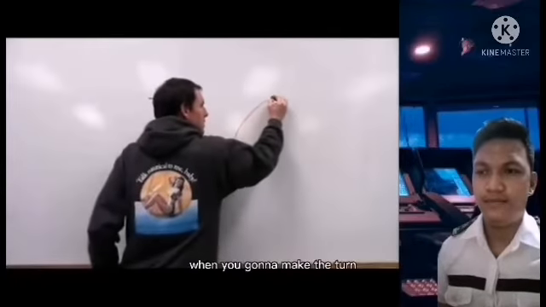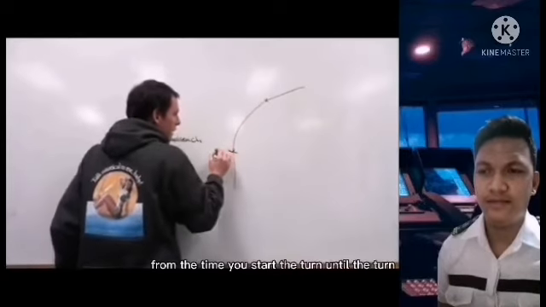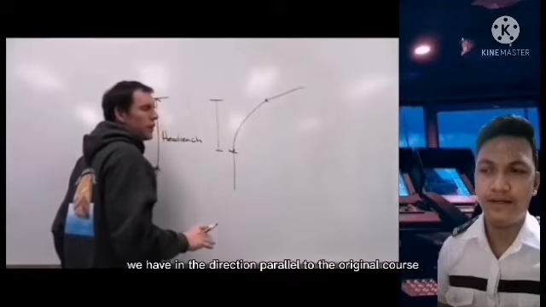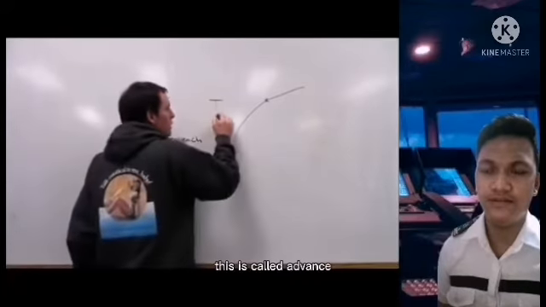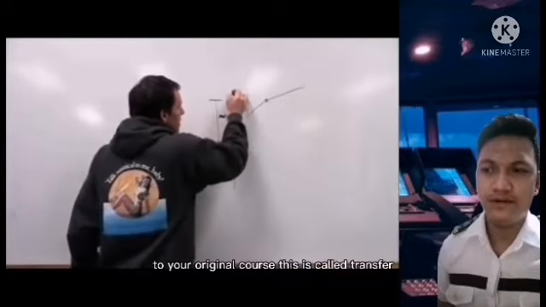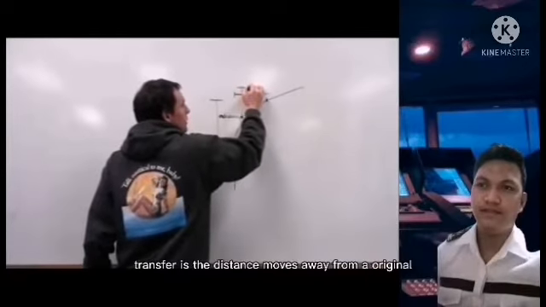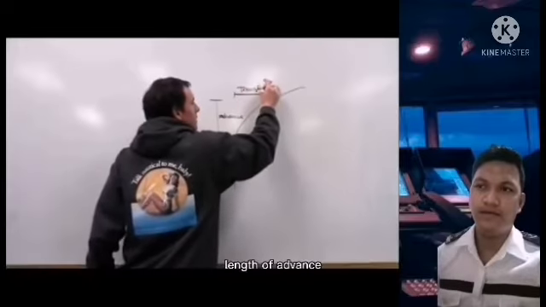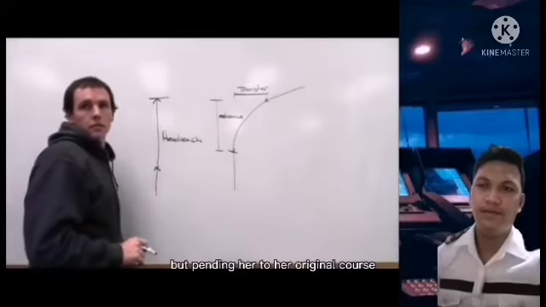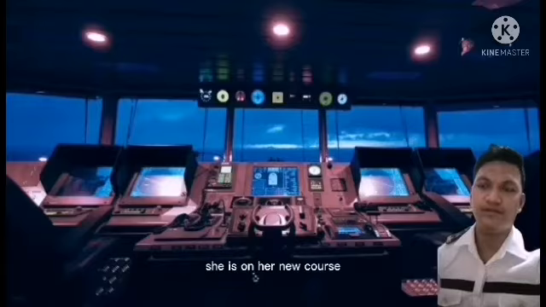Turning ability: from the time you start the turn until it is completely done, the distance in the direction parallel to the original course is called advance, and in the direction perpendicular to your original course is called transfer. Transfer is the distance moved away from our original line of advance, when altering course, measured along a line perpendicular to her original course to the point where she is on her new course.